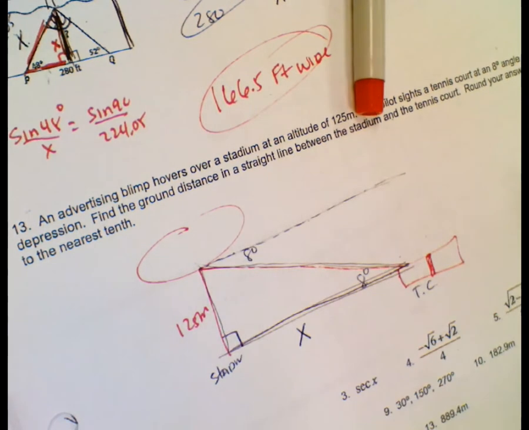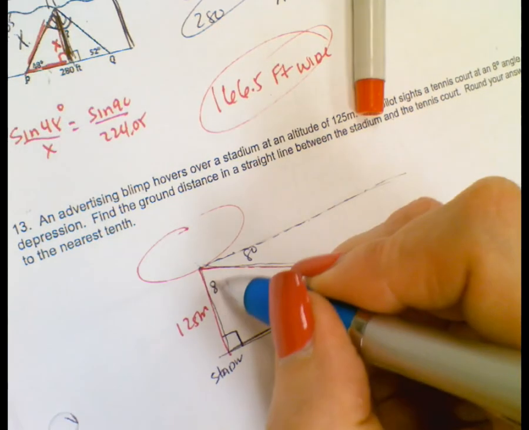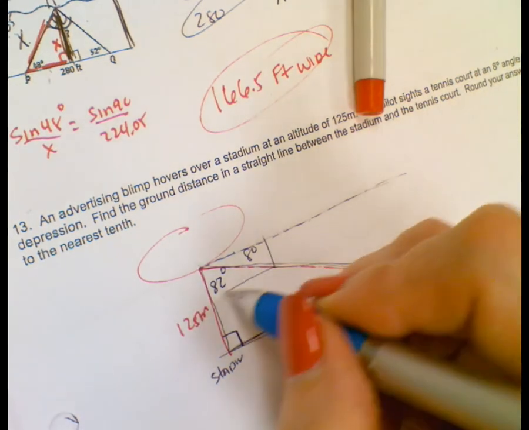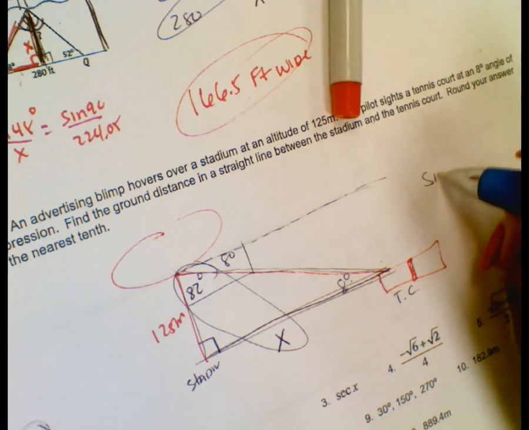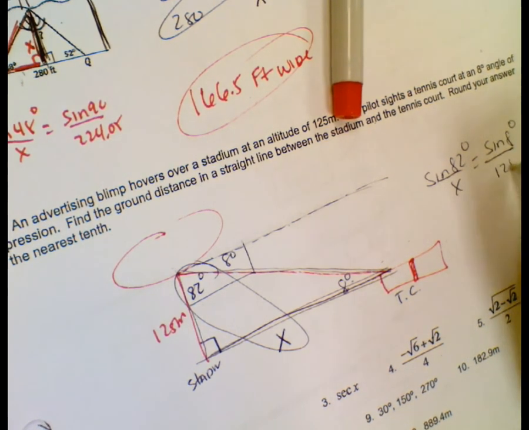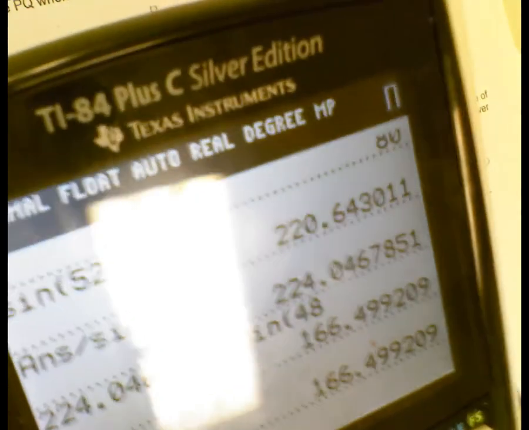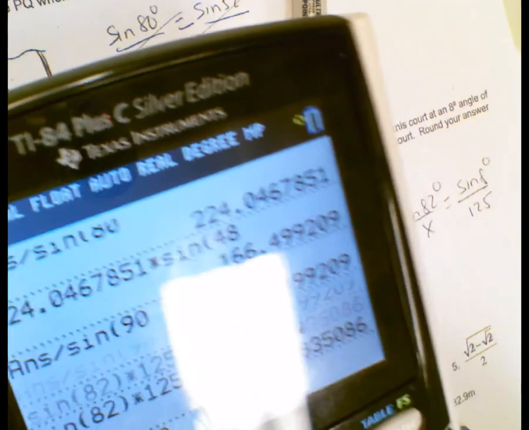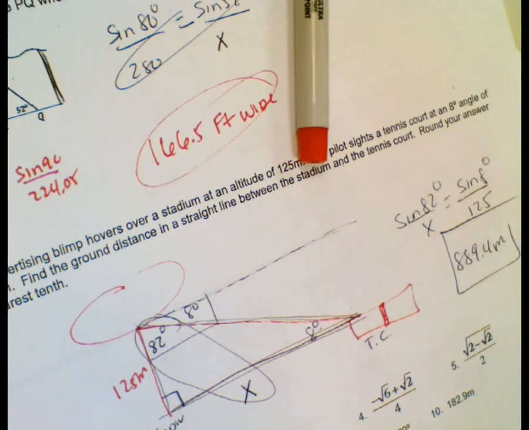Well, since this is 90 and that is 8, this has to be 82 for a total of 180. You could have also found that by using this information. That's a right angle. So we have sine of 82 over x equals sine of 8 degrees over 125. So on your calculator, we're going to have sine 82 times 125 divided by sine 8. 889.4 meters. Answer. Done.